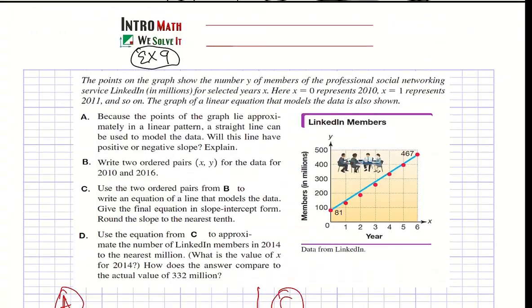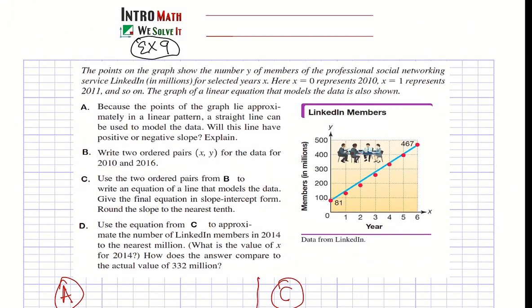Let's move on. Here is the next example, number 9. It says the points on the graph show the number Y of members of the professional social networking service LinkedIn in millions for selected years X, where X equals 0 represents 2010, X equals 1 represents 2011, and so on. The graph of a linear equation that models the data is also shown. That's the graph right there on the right hand side.